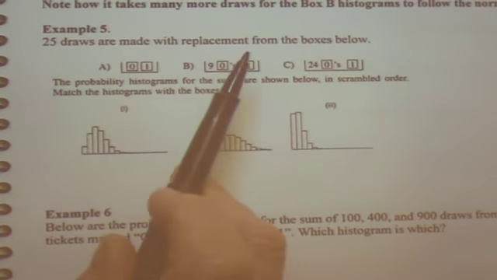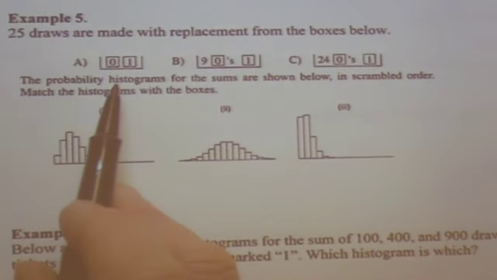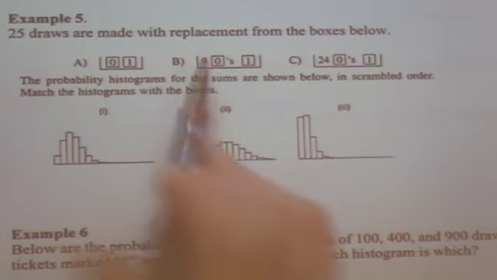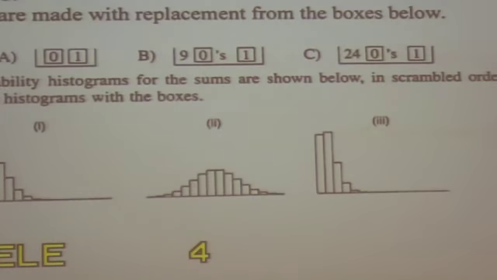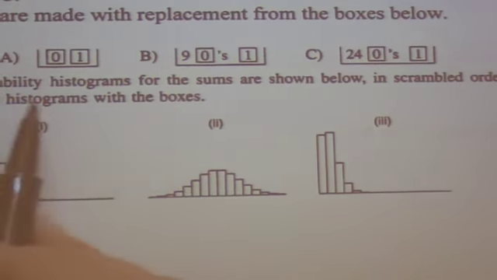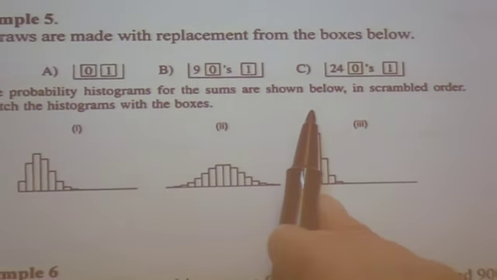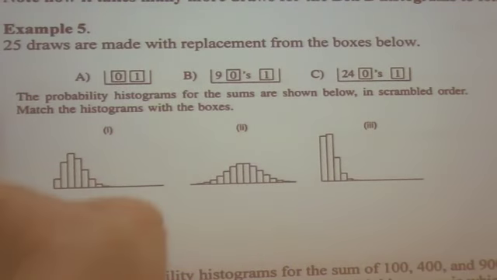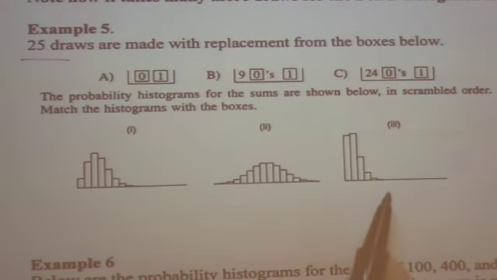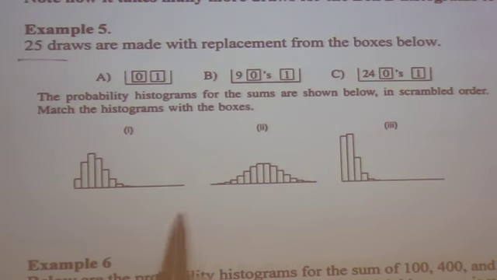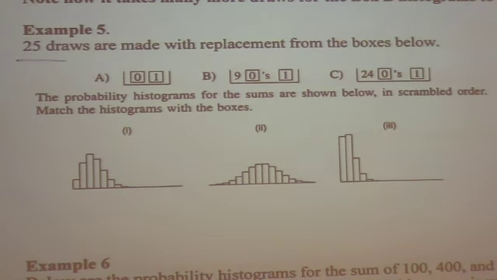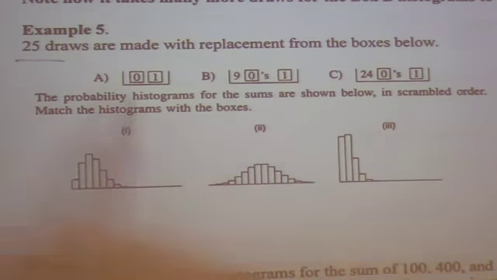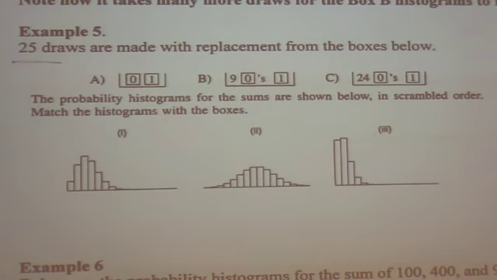So, let's do this example. 25 draws are made with replacement from the boxes below. One has 9 zeros and a 1, and another has 24 zeros and a 1. Now, the probability histograms for the sums of the draws are shown below. 25 draws. And you don't have any horizontal axis marked. So you can't just look at what the expected values are, you have to look at the shape of the histograms. And you want to match the probability histogram for the sum of 25 draws to the boxes.